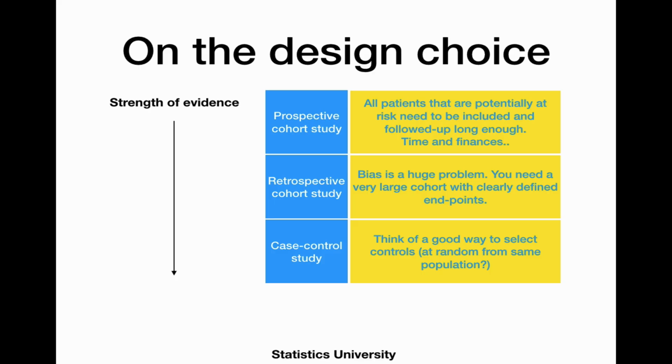Whereas in retrospective cohort studies, bias is a huge problem and needs to be addressed. And you need a very large cohort with clearly defined endpoints and a good quality source for the data. And in case control studies, you should especially think of a good way to select the controls, for example, at random from the same population.